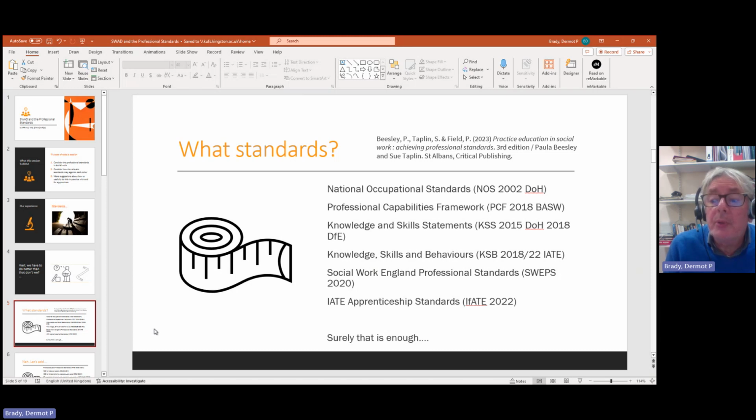There were some reports about social work education that prompted changes, and these changes essentially said it should be more about what social workers need to know and what they need to do. And that was the initial knowledge and skills statements for adults and for children. Then KSBs, knowledge, skills, and behaviors, and the apprenticeship standards have come along. The first go was in 2018, but they were updated in 2022, and we'll be looking at that a little bit more here.